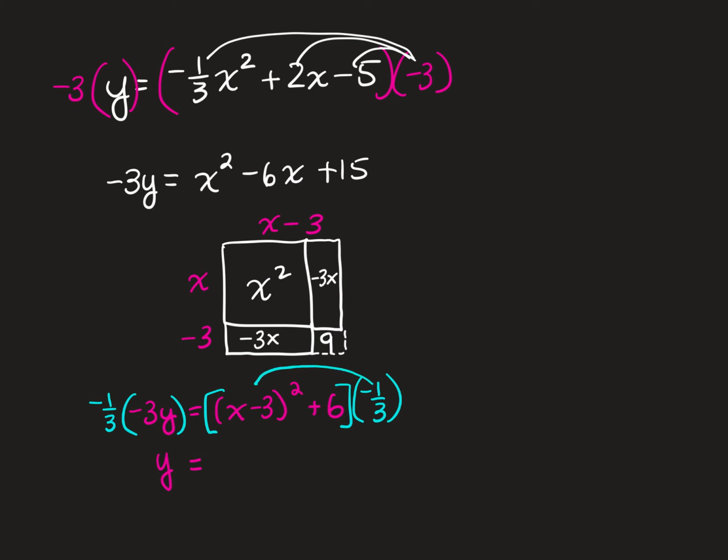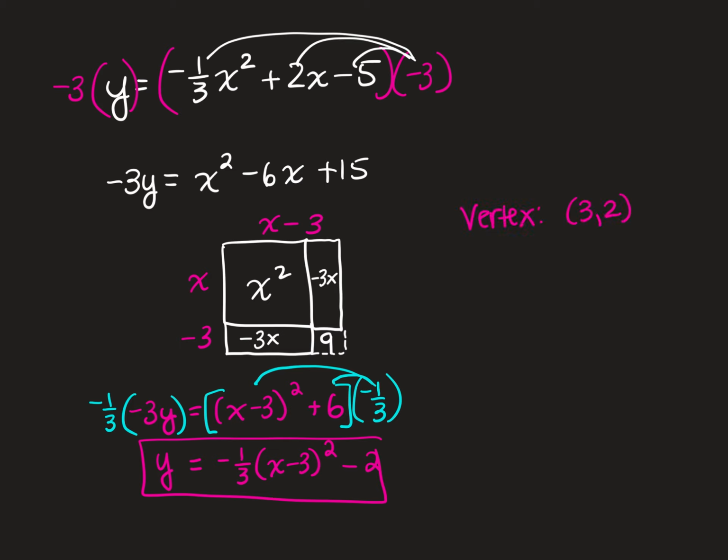When I multiply each part of this, x minus 3 squared times -1/3 is going to be -1/3 times x minus 3 squared. And then -1/3 times 6 will be -2. So this is my graphing form, okay? Again, my vertex is going to be the point 3, 2. My axis of symmetry will be x equals 3. And it's going to open down, and it's going to have a compression by 1/3.